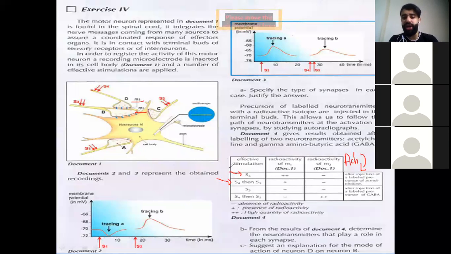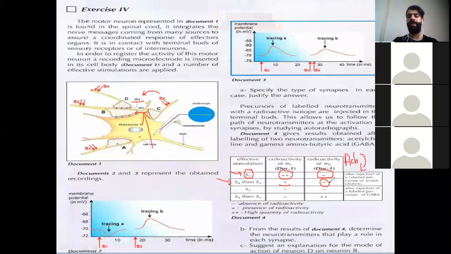First, after the injection of acetylcholine, we have high radioactivity in M1, while in M2 there is no radioactivity. This means that radioactivity is detected only at the level of M1 and not at the level of M2. After applying the S3 stimulation, we have a highly radioactive amount in M1, as shown in document 1, while no radioactivity at the level of M2. After applying S4, then S3, the radioactivity of the acetylcholine decreases. The radioactivity remains absent at the level of M2.